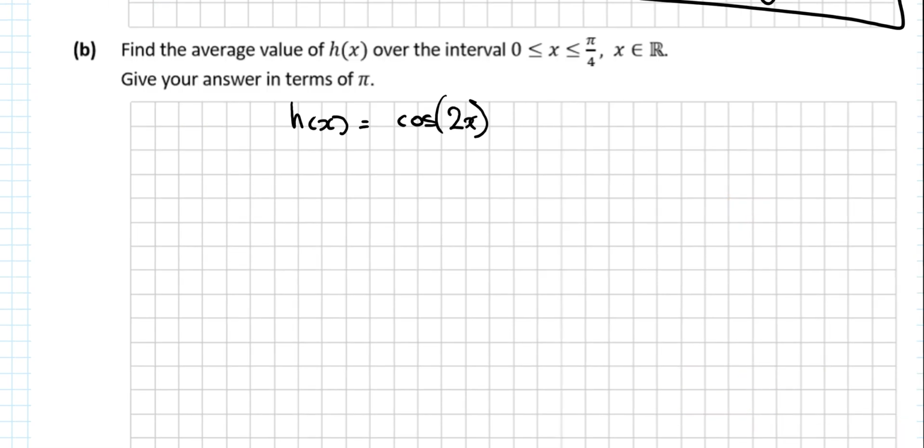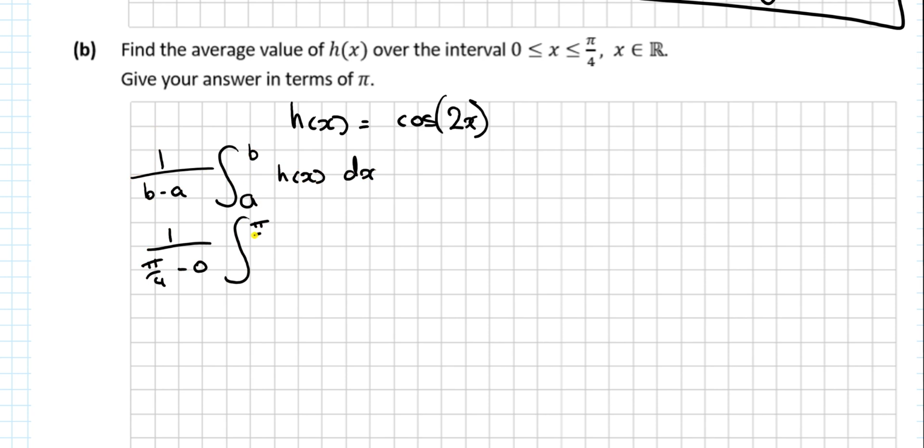Done. Okay, next question, it asks for the average value over the interval. So you really need to know the formula for this. It's 1 over b minus a by the integral between b and a of h of x, or whatever the function is, dx. So we're going 1 over pi over 4 minus 0, with pi over 4 and 0 because they've told us what our limits are, of cos 2x dx.